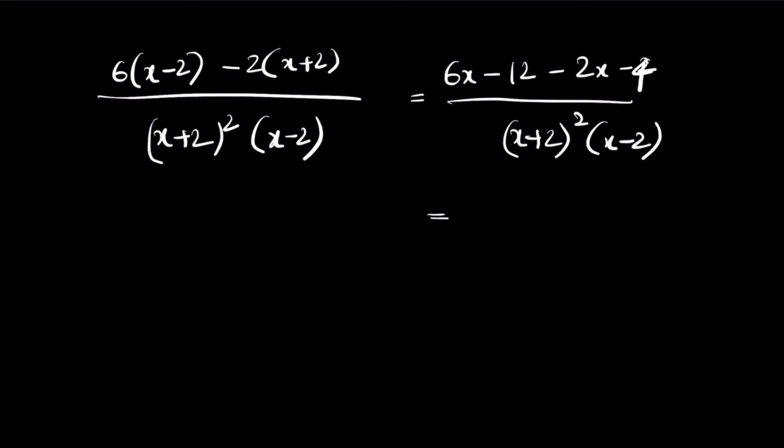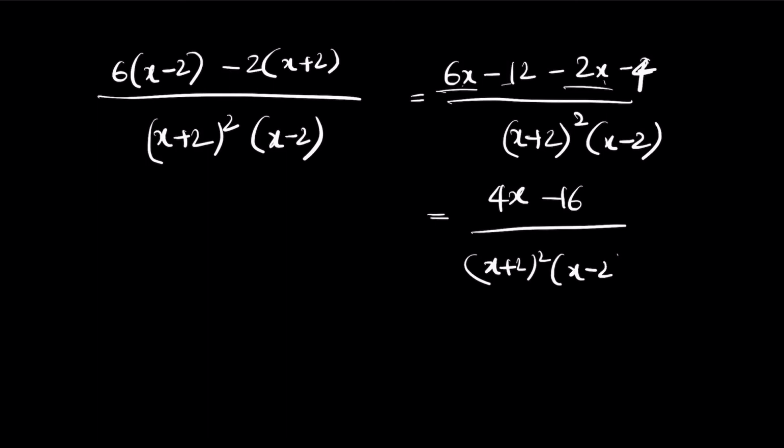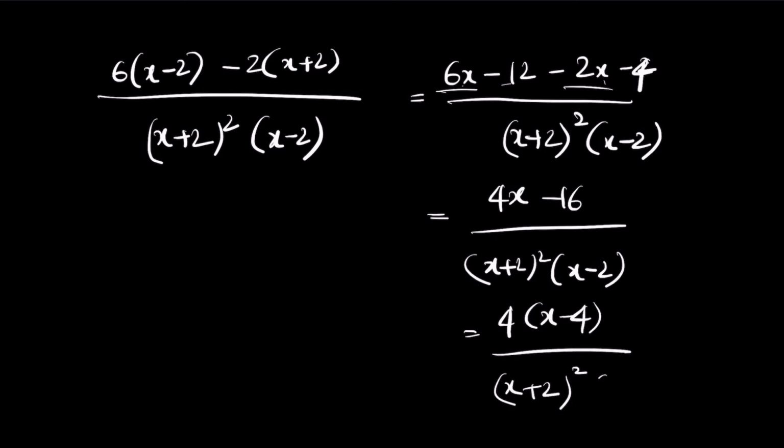So which can be written as 6x minus 2x becomes 4x, minus 12 minus 4 becomes minus 16, divided by x plus 2 square times x minus 2. You can further simplify the numerator. You can write it as 4 times x minus 4 divided by x plus 2 square into x minus 2. So that's your final answer. This is how you can find the LCD and solve the problem. So try an example problem.